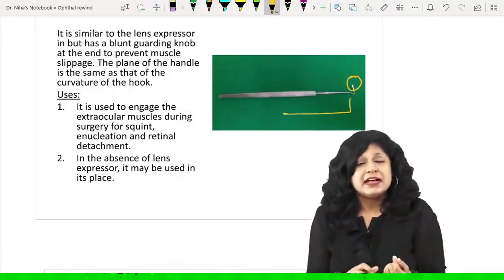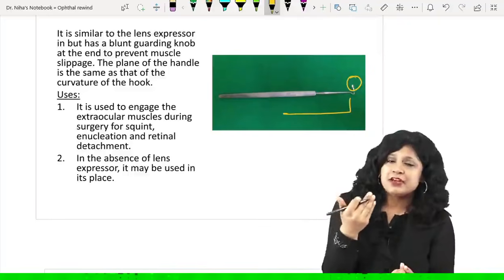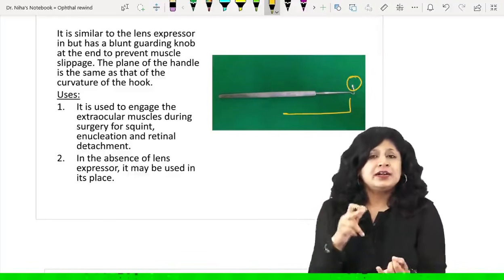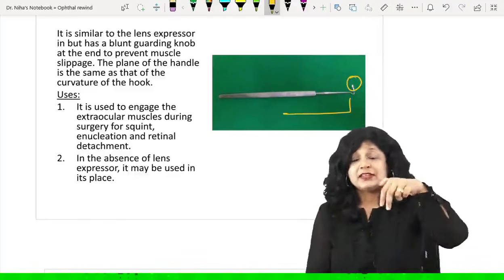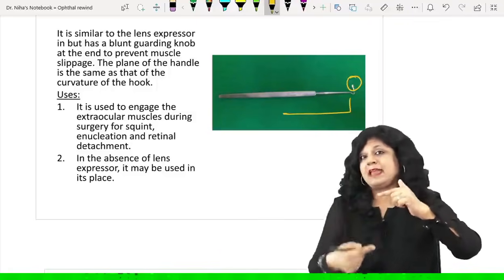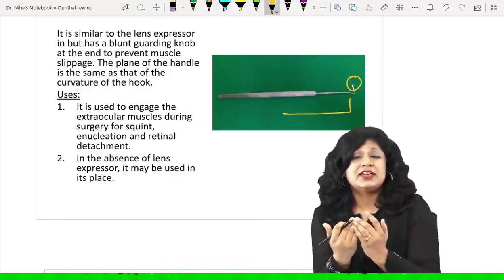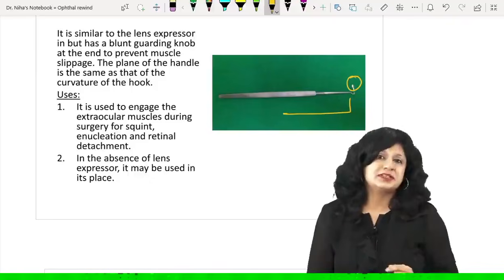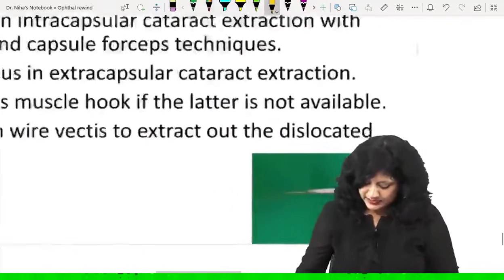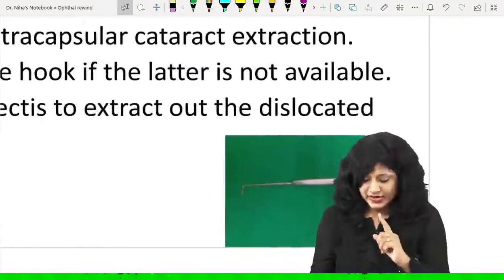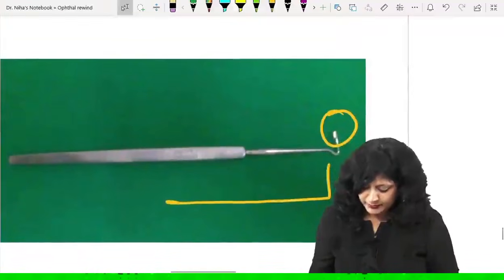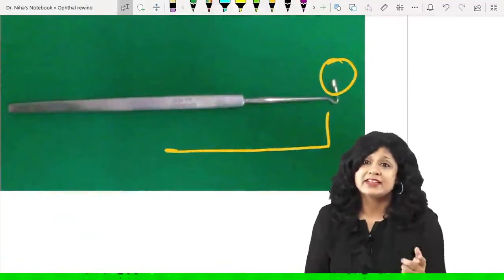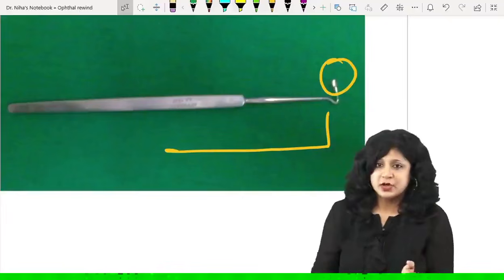So when I'm doing any surgery where actually we require to deal with the extraocular muscles, basically the squint surgery or the enucleation surgery, or when you are doing the retinal detachment, scleral buckle has to be placed and 360-degree encirclage operation has to be done. That time also you need to hook the extraocular muscles. You can use this muscle hook. See, this was your lens expressor. Can you see here? And this is your muscle hook. When you see them side by side, you are able to recognize which one is your muscle hook and which one is your lens expressor.